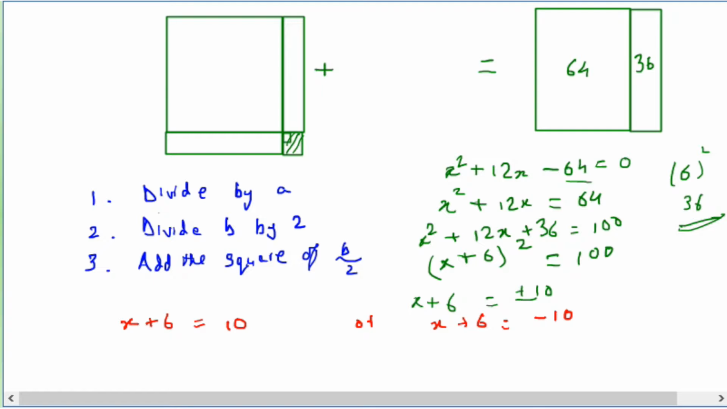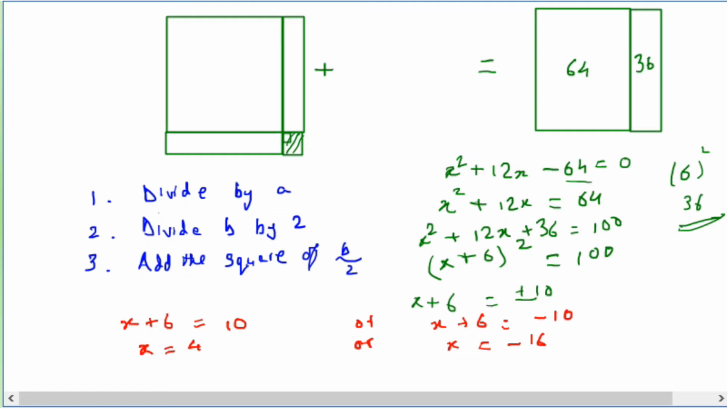So now getting to the solution, we subtract 6 from both sides of the equation. Subtracting 6 from this equation, we get x is equal to 10 minus 6, which gives us 4, that's one value of x. Or subtracting 6 from both sides of this equation here, we get x is equal to negative 10 minus 6, which gives us negative 16. So those are our two solutions, and let's substitute these values of x and see what answer we get.